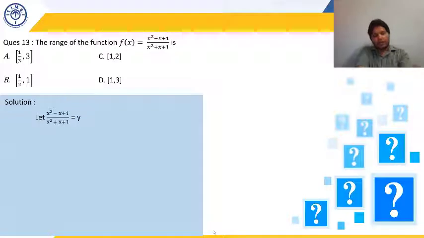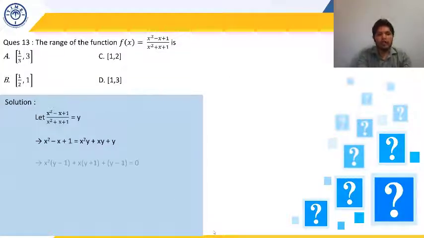So we can take the complete denominator to that side. It will become x square minus x plus 1 is equal to y times (x square plus x plus 1). Then we will get all the terms to one side, so that we get something in the form of x square and so on. We take x square common, it will become y minus 1, and we take x square minus x plus 1 to the rightmost side.